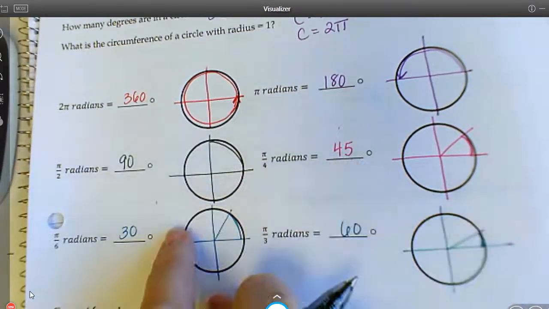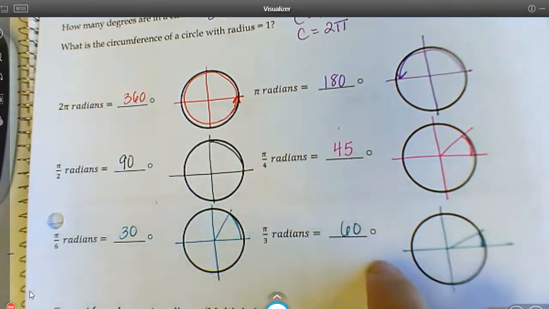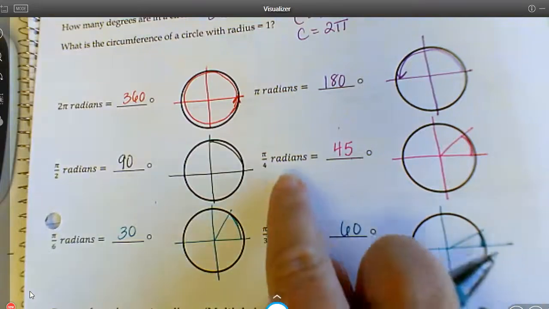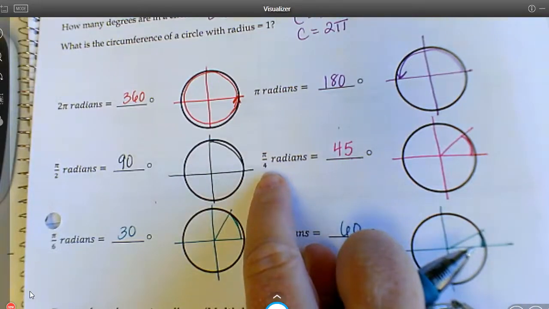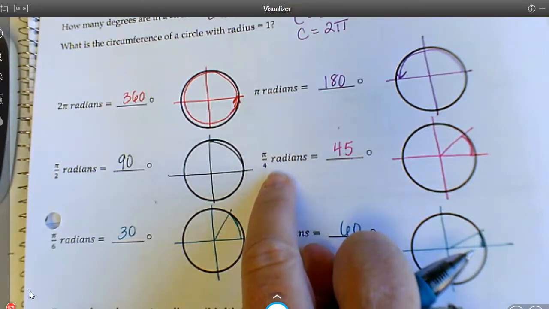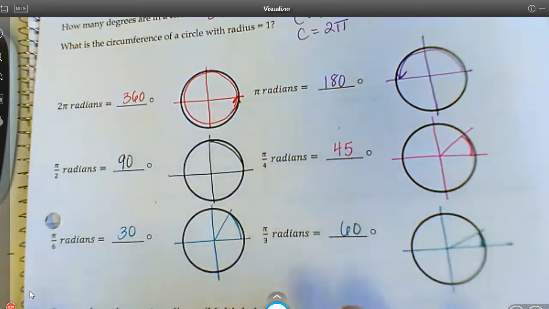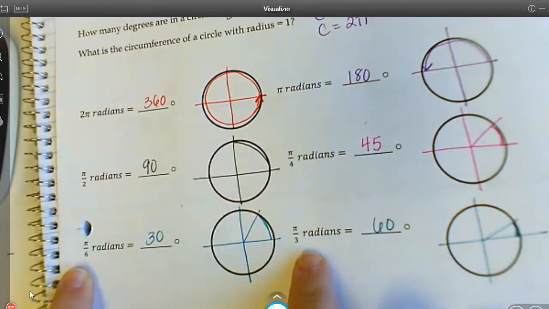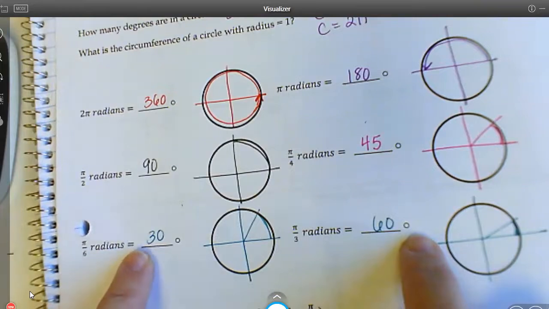These three are a little harder to come up with, but as far as just looking at it and knowing it, that's got a 4 in the bottom of it. Pi over 4 has got a 4, so maybe that's 45. Pi over 6 and pi over 3, the 6 and the 3, they're opposites. So pi over 6 is 30. Pi over 3 is 60.